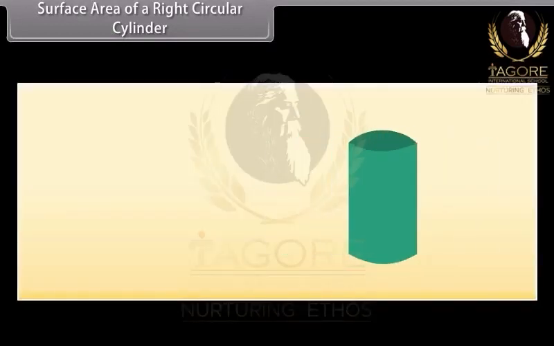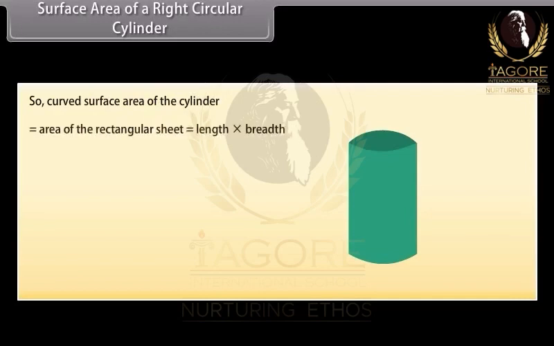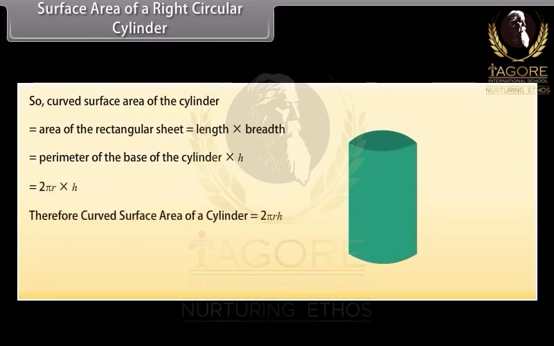We get the curved surface area of a cylinder from a sheet of paper. When we roll it, we get a cylinder. So, curved surface area of the cylinder is equal to the area of the rectangular sheet, which equals length into breadth, which is equal to the perimeter of the base of the cylinder into h, which equals 2 pi r into h. Therefore, curved surface area of a cylinder is equal to 2 pi r h.